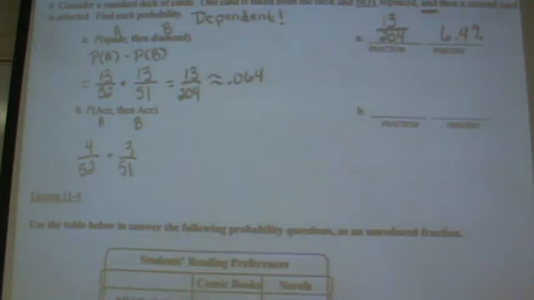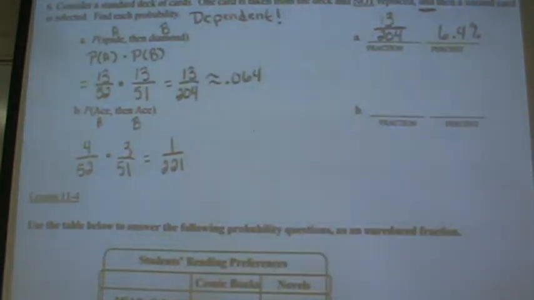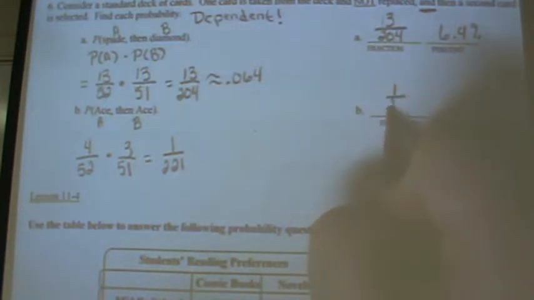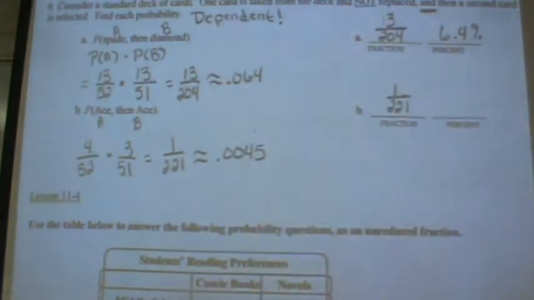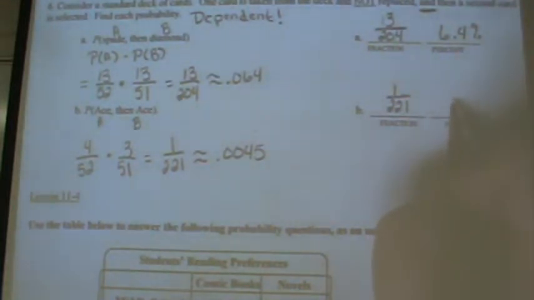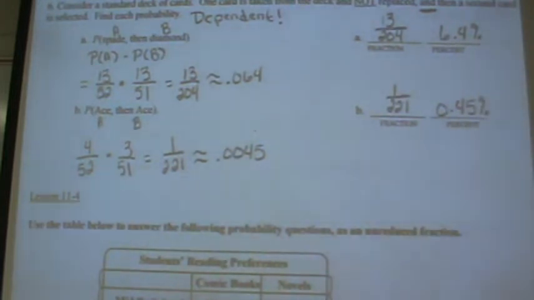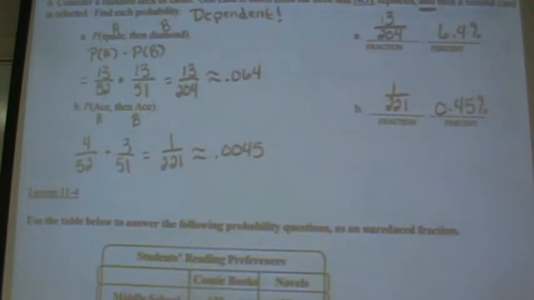Again, you're going to multiply these out, and you're going to get 1 over 221. That's your reduced fraction. When you get a decimal, you're going to get approximately 0.0045, which when you multiply by 100 to get your percentage, you get 0.45%. So there's less than a 5% chance of drawing an ace and then drawing another ace.